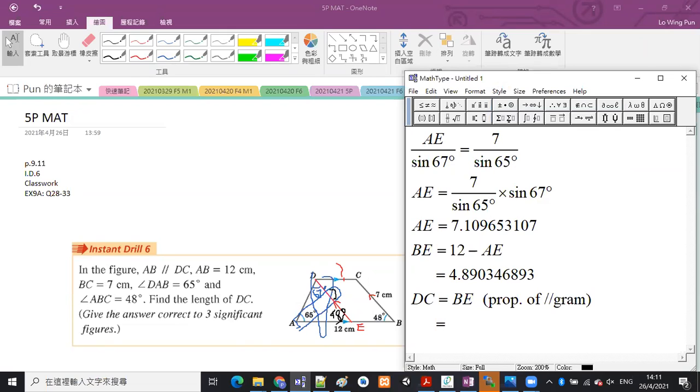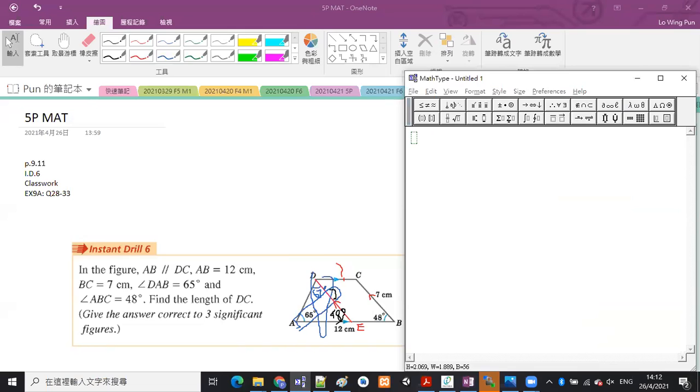Okay, and that should be equal to 4.89. Okay, when it is correct to 3 SF, it should be 4.89. But of course, you can write down every digit correctly. Okay, so that is the answer.